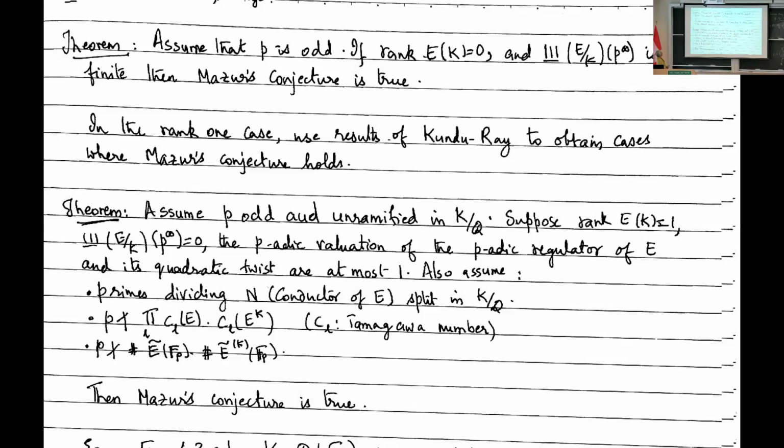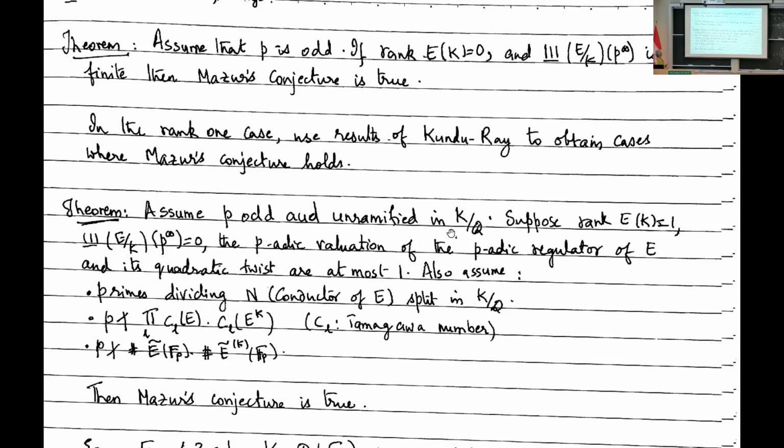Now, here are some concrete cases where this has connections to Mazur's conjecture. So assume that p is odd. When the rank is 0 and the Tate-Shafarevich group is finite, then Mazur's conjecture is true. So this gives us cases when the rank is 0 and Mazur's conjecture is true. In the rank 1 cases, we use results of Debanjana Kundu and Anvesh Ray, where again we can say when Mazur's conjecture holds. So you need slightly more hypotheses here. p odd, unramified, and the rank is 1. Again, you need to assume that the Tate-Shafarevich group is 0.